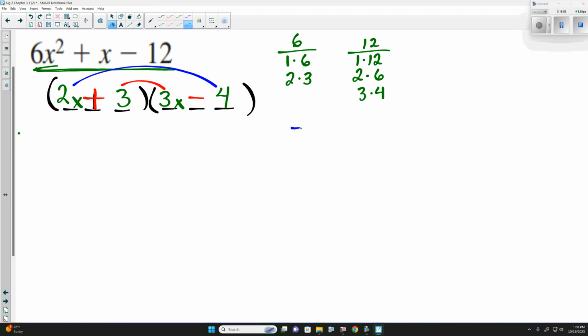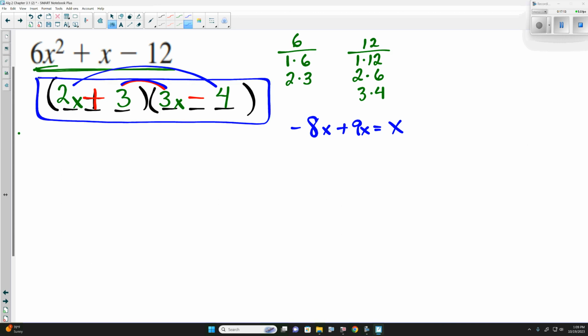2x times negative 4 is negative 8x. 3 times 3x is positive 9x. Negative 8x plus 9x is, that the middle term we wanted? And that's it.